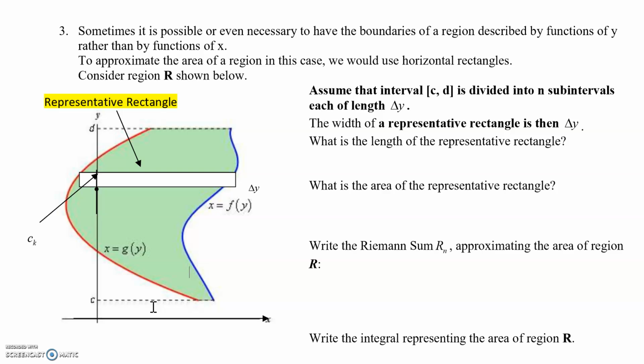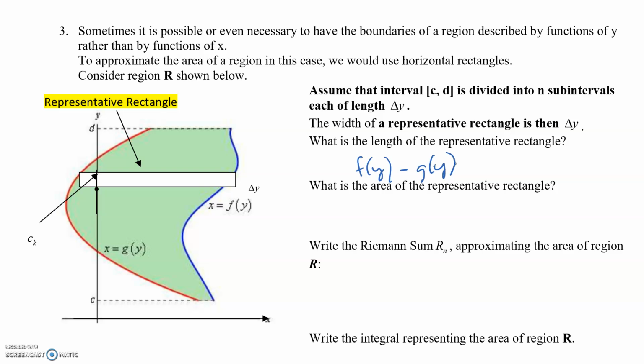Okay, so asking the same questions here, what is the length of the representative rectangle? We already have one that's written for us. The blue function is x equals f of y. The red function is x equals g of y. So the length, the width, however you wish to call it, of each representative rectangle is f of y minus g of y.